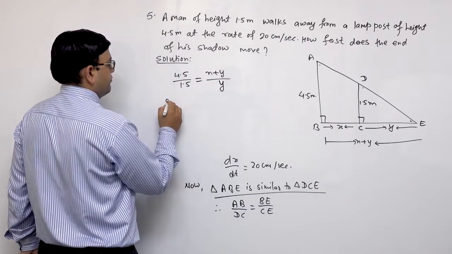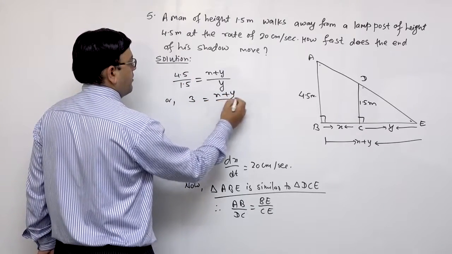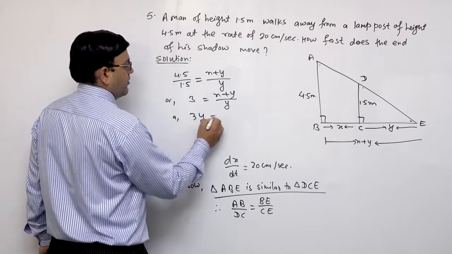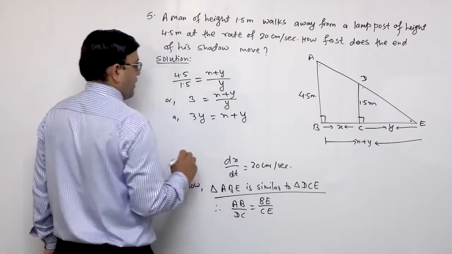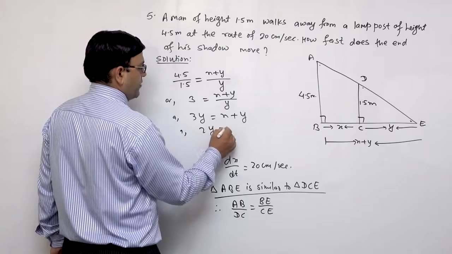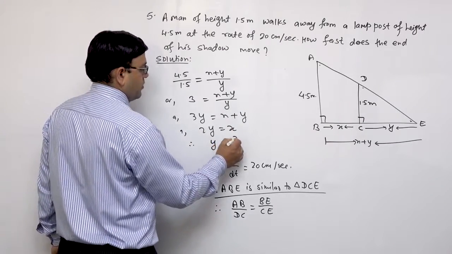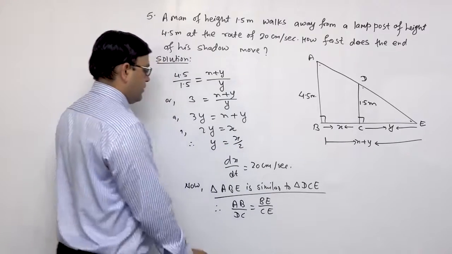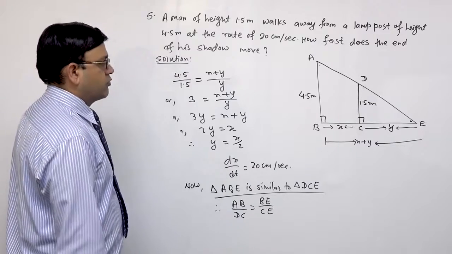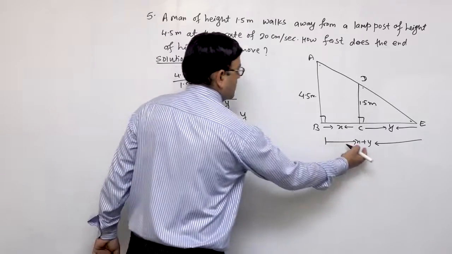After dividing, here we get 3 is equal to x plus y by y. By cross multiplication, 3y is equal to x plus y, or 3y minus y, 2y is equal to x. Therefore y is equal to x by 2. Get this one, y is equal to x by 2.